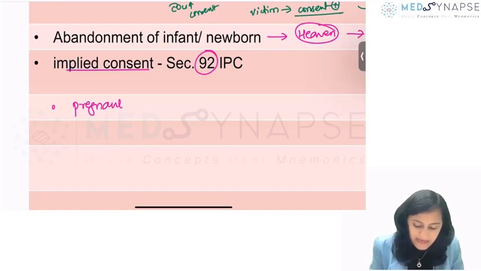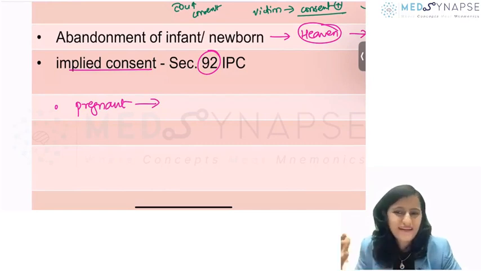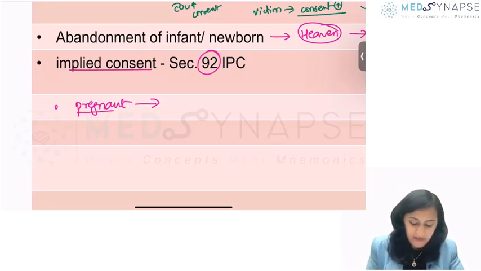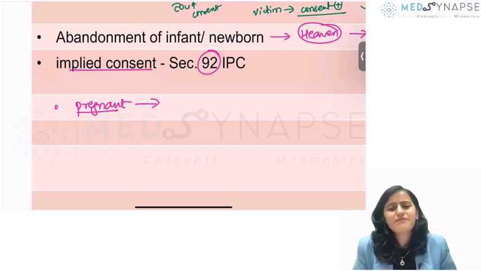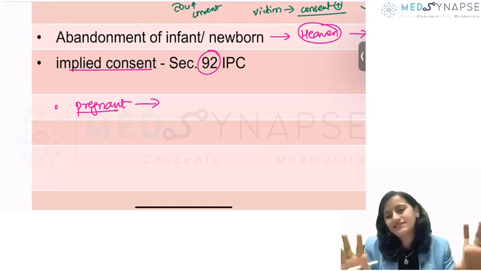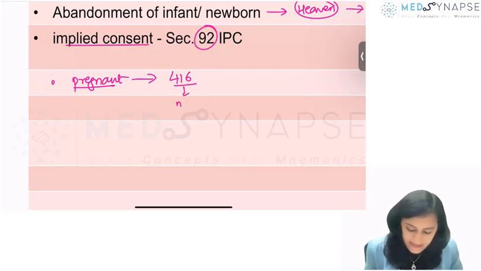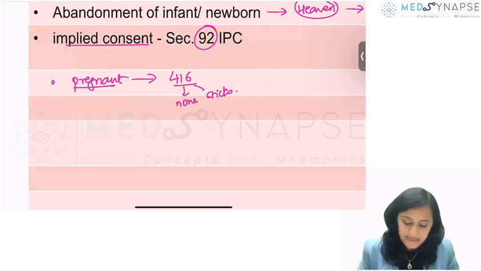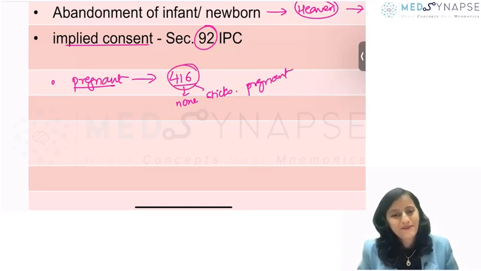Next one, a female who has been given the hanging or life sentence can have it postponed if the female is pregnant. Which CrPC is it? Implied consent means the consent is implied; you don't need to take the consent. Very good. That is 416. 1 means none and 6 means sticks. So none sticks to be given to a pregnant female. That is what you should remember. This is 416.